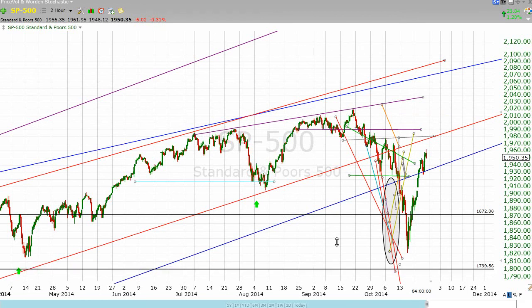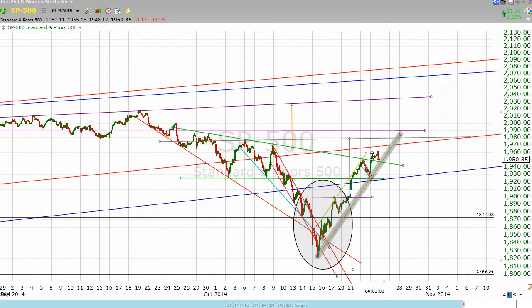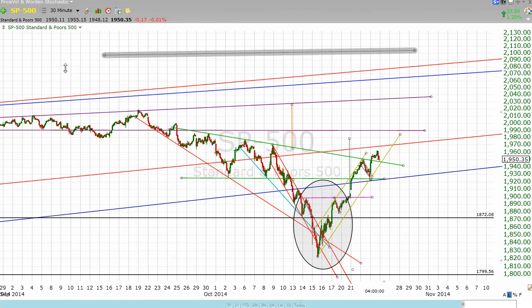Don't worry about that at this point, because we are developing a new pattern, and I will be very interested to see if we are able to get a good neckline on this thing, to figure out where that is. I'm going to get rid of that because it may not be there. And then we'll see if this pattern will be able to propel us up to what should be something north of 2100.